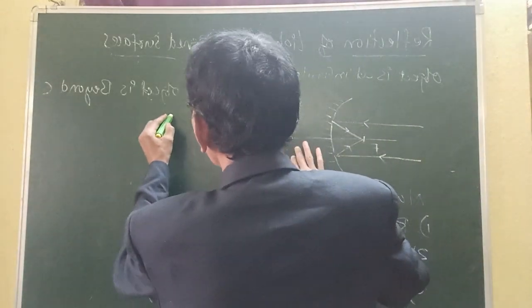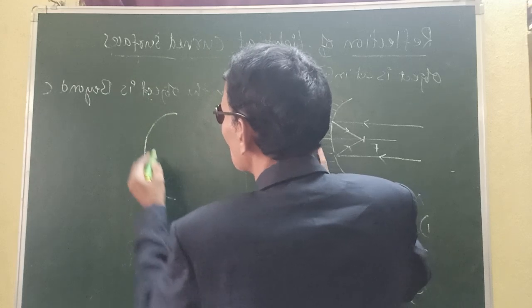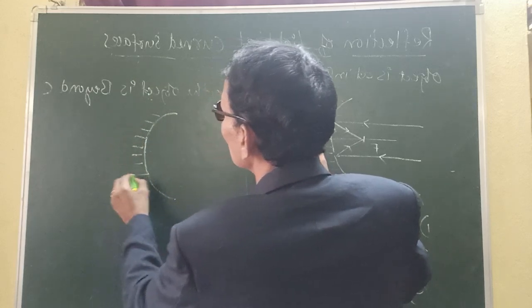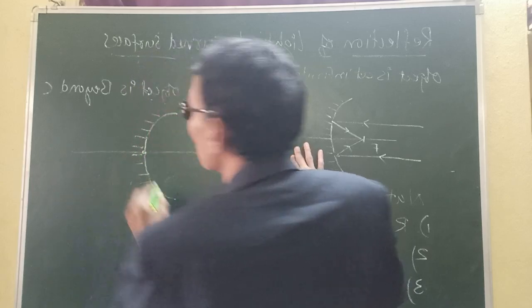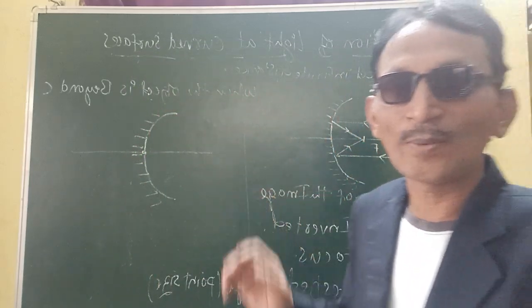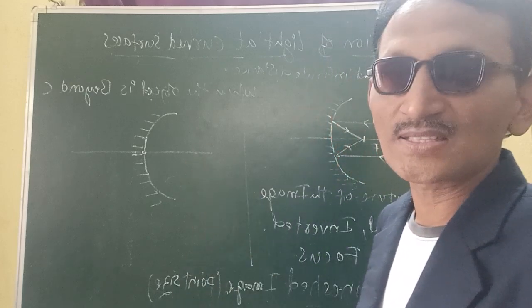So you draw the ray diagram for the concave mirror. It is a concave mirror. The shaded part is outside, and this is the principal axis, the line which is passing through the midpoint of the mirror, called the pole. That is the principal axis.